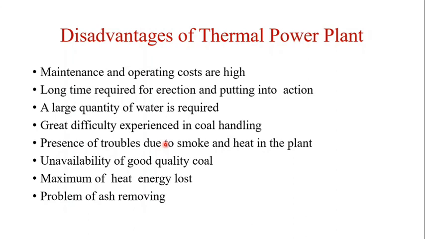Unavailability of good quality coal is the most important problem which many thermal power plants are facing. Therefore, they are importing coal of good quality from different countries, which increases the ultimate cost of power generation. Maximum heat energy is lost in the different cycles of the thermal power plant. As well, the problem of ash removal is also there in thermal power stations. So this is about the overall components, their working and their functions, which are used in thermal power stations.